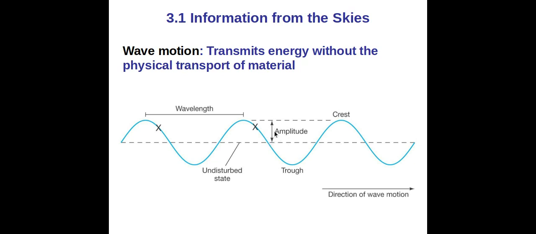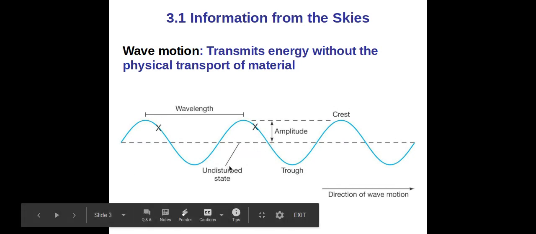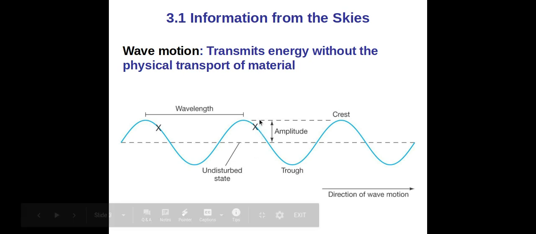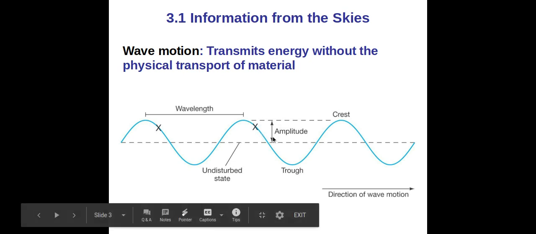And then amplitude is the measure from the undisturbed state, or sometimes referred to as the rest position, up to the top or bottom, to the crest or the trough. So the amplitude is basically a measure of how strong or how powerful the wave is.